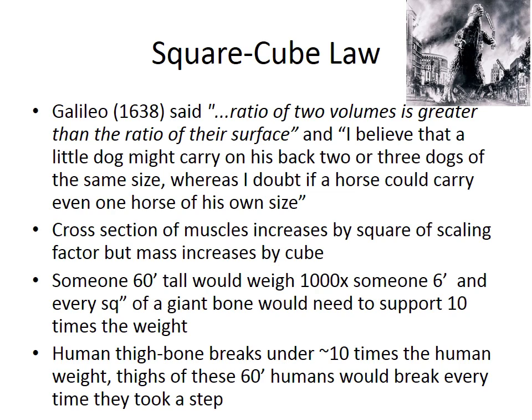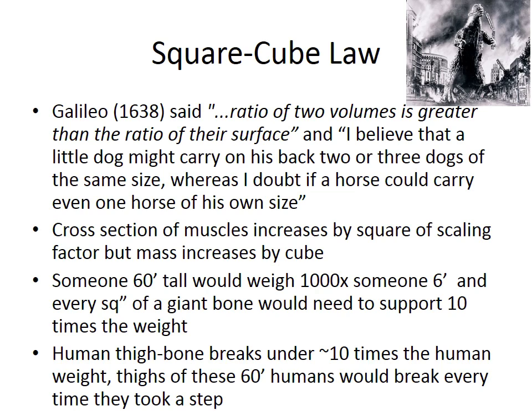Galileo even talked about it in 1638, and he said the ratio of two volumes is greater than the ratio of their surfaces. Well, that makes sense because he explained it. He said, I believe that a little dog might carry on its back two or three dogs of the same size, but I doubt if a horse could carry even one horse of its own size. So you can see right away the square cube law: the ratio of two volumes is greater than the ratio of their surfaces. This is something very fundamental, and it manifests itself in muscle size.